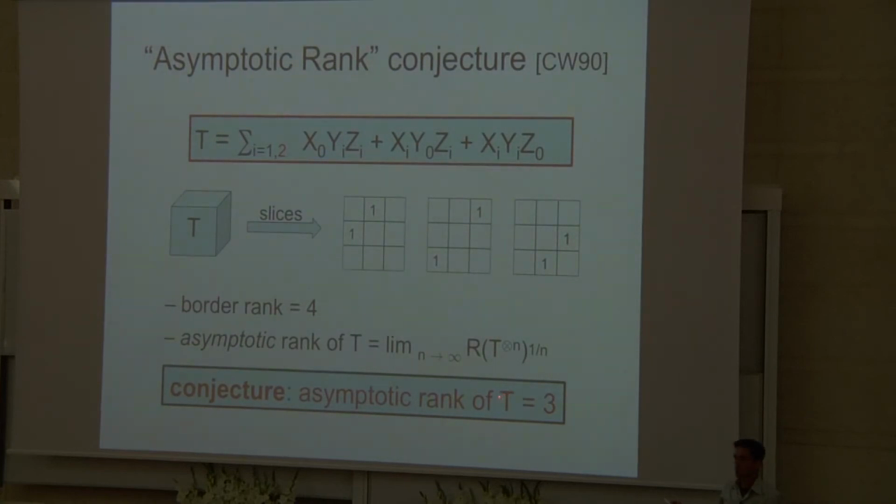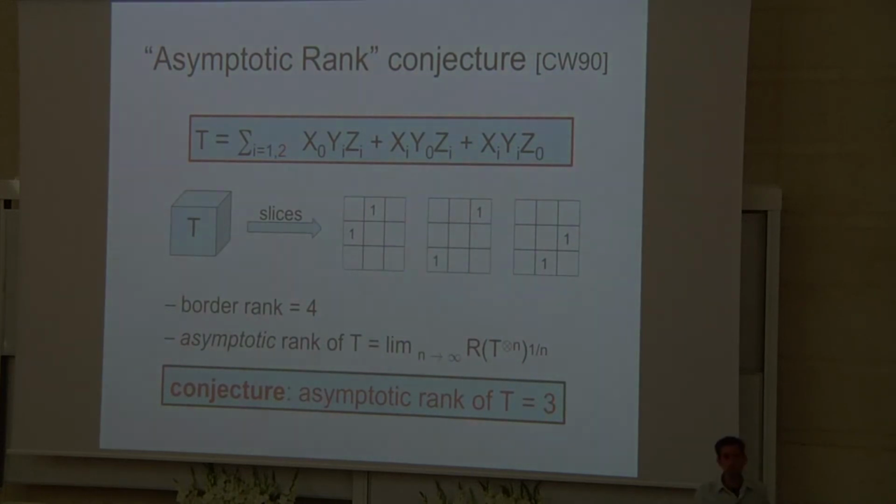Also asymptotic border rank? Yeah, those things are the same, because actually the way you get the bound on the rank from the bound on the border rank is to take a high tensor power, so they coincide. So yes, asymptotic border rank if you prefer. So the question is whether this asymptotic rank is 3.